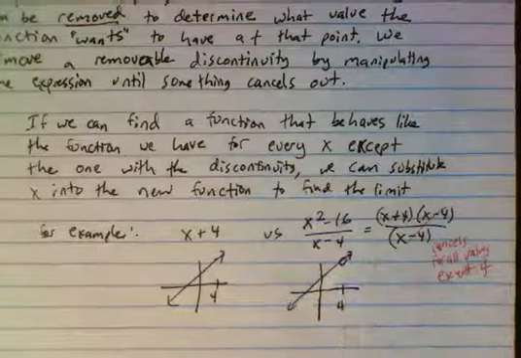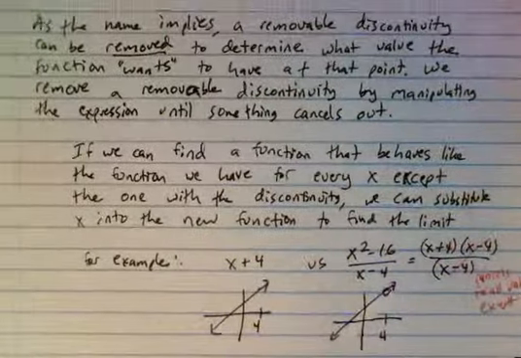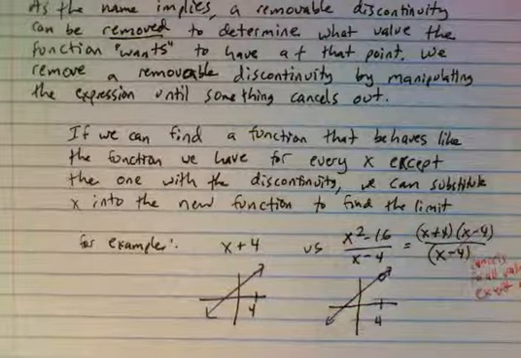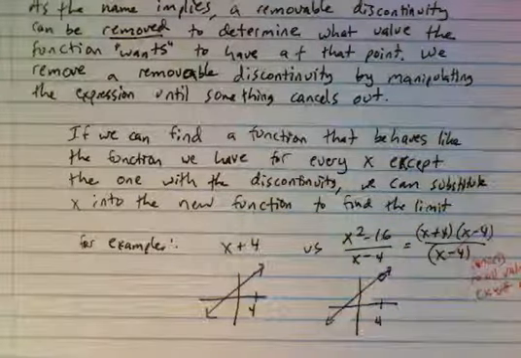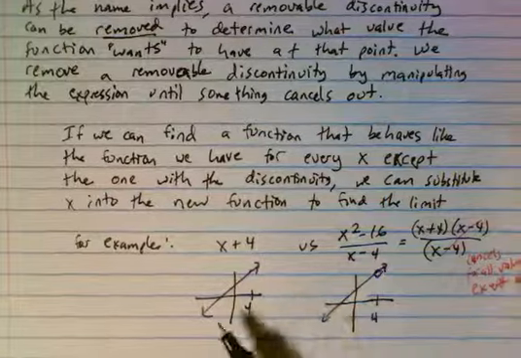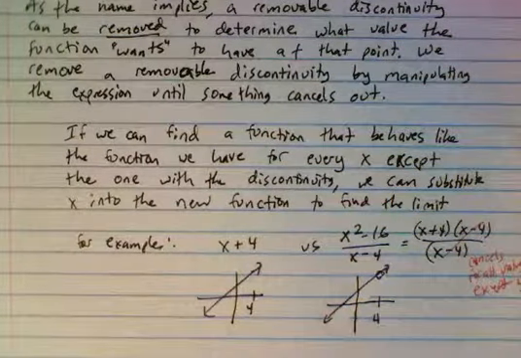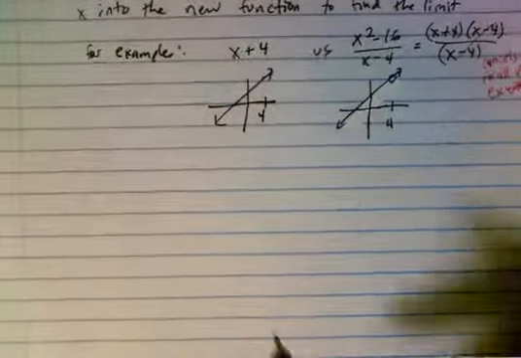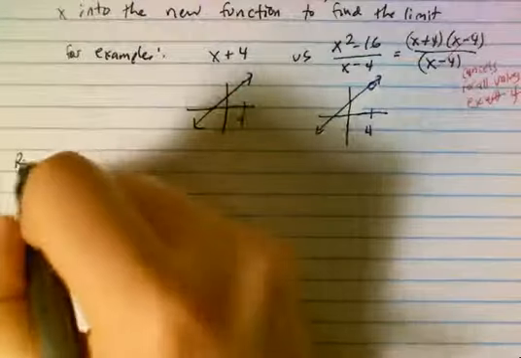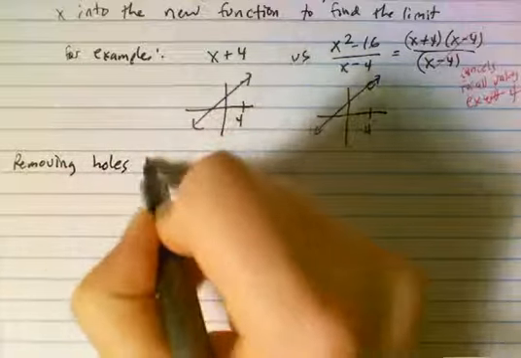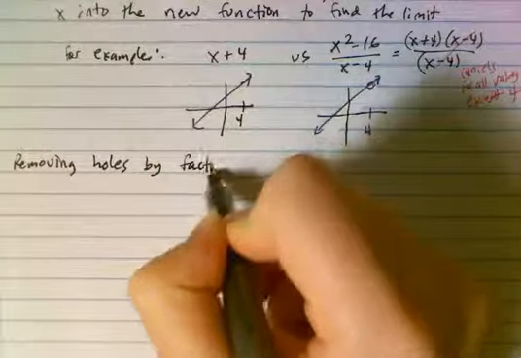So the idea for this piece that we're learning how to do is that we basically just want to find something and cancel it out. Because when we cancel it out, we're going to get a function that is just like the one that we have, except for that hole or removable discontinuity is gone. So we're going to start off with removing holes by factoring.